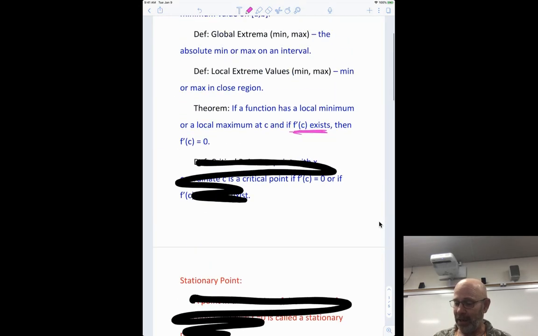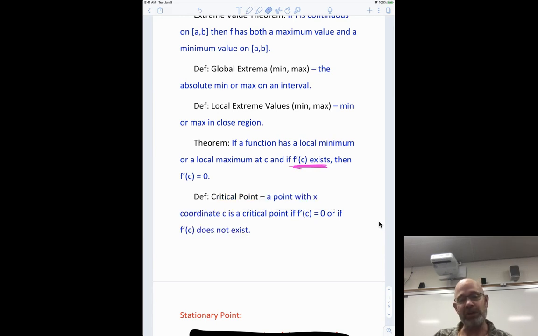That's where the derivative is undefined. So then we bring in this next little definition, which is called a critical point. A critical point is just a quick definition. You're going to hear this word 1,000 times in this course. It's just when the derivative is 0 or the derivative does not exist. Critical points are very important in our problems.